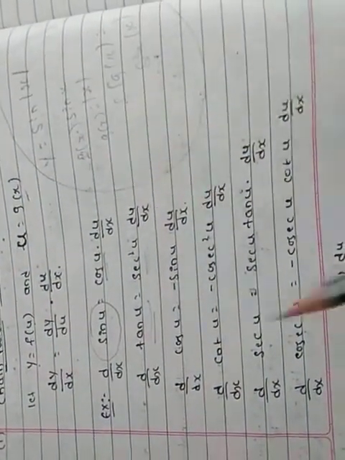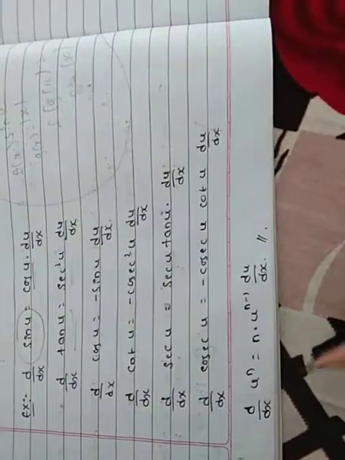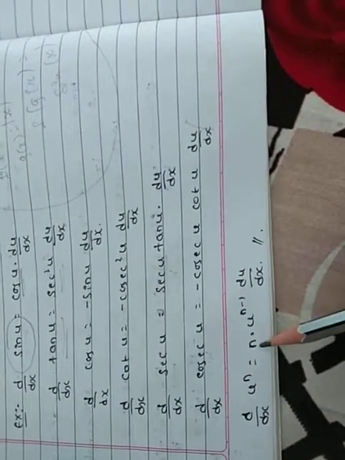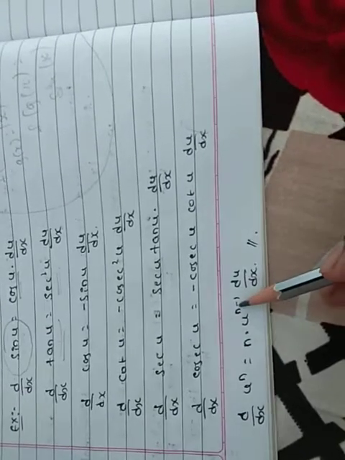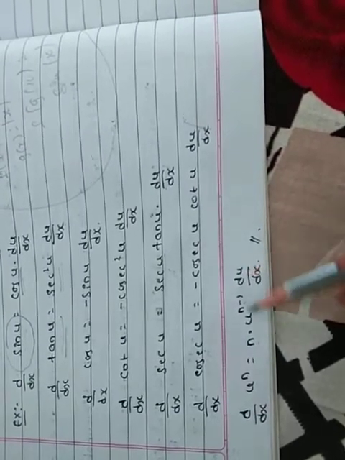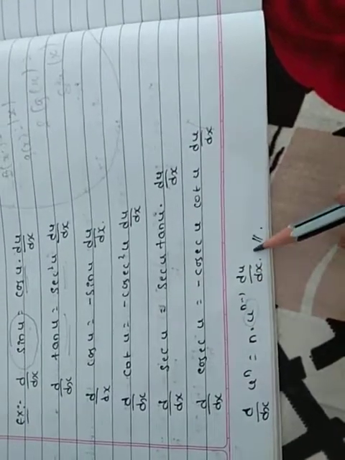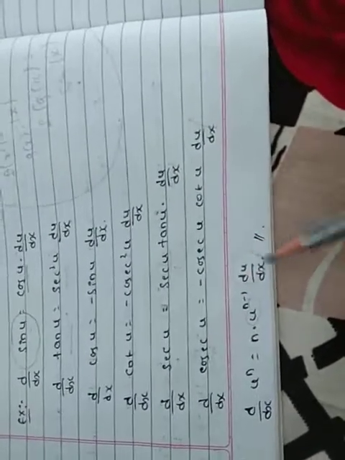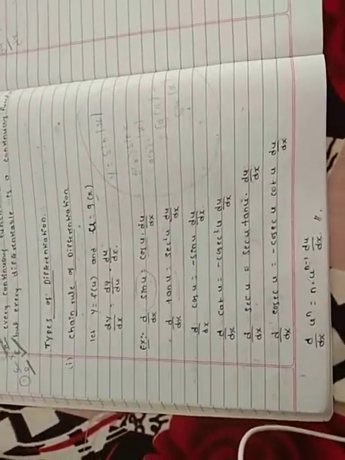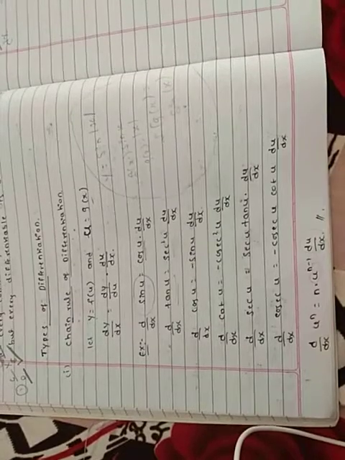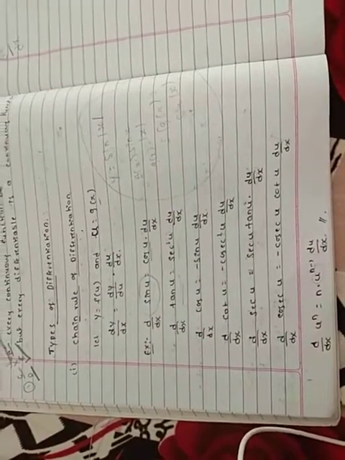In general, for the chain rule we can say that d by dx of u to the power n is equal to n into u to the power of n minus 1 into du by dx. Since u is another function which depends on x, we need to differentiate u with respect to x. By using problems we can understand this easily. In the next video we will discuss problems on the chain rule of differentiation. Now pause the video to note down the chain rule of differentiation.